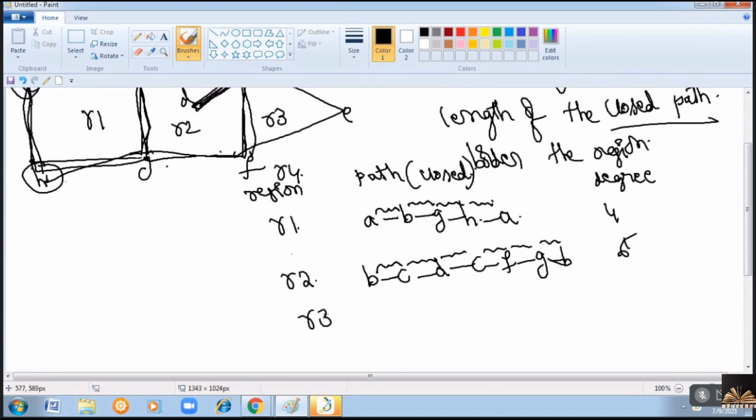Similarly, R3. What is the enclosed path? F to C, right? What is the length? 1, 2, 3 is the length.